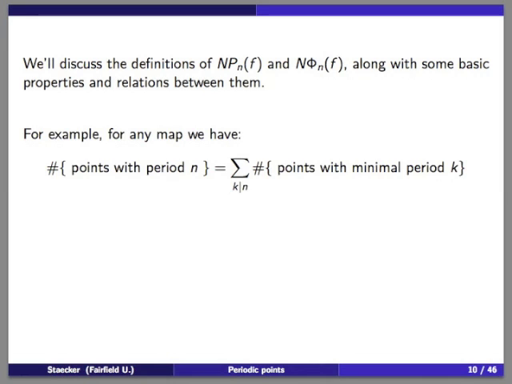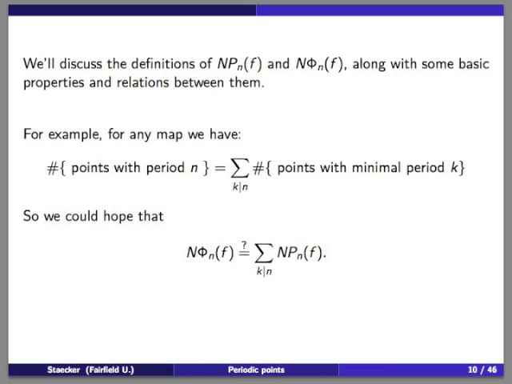For an idea about what kind of properties you should expect, here's an example. For any map, for an individual map, this is always true. The number of points with period n is the sum of the number of points with minimal period k for all divisors k of n. All right. So that's true for an individual map.